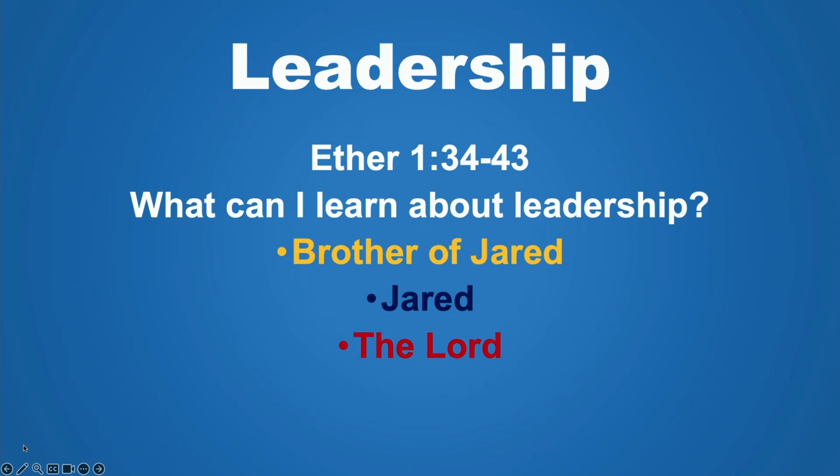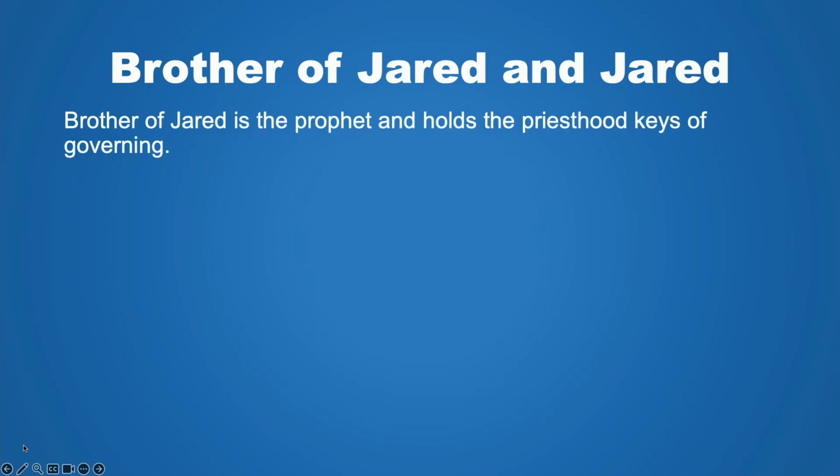It seems that Jared is sometimes ordering the brother of Jared around, and maybe Jared can't get his own revelation, and you're just wondering what's going on here. So I've come up with a plausible way to explain this relationship that might be useful for you. It might be that the brother of Jared is the spiritual leader of the group, the prophet, and that he holds the priesthood keys of governing the spiritual side of things.